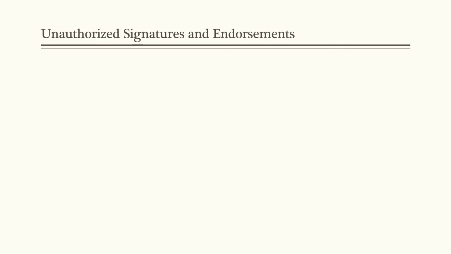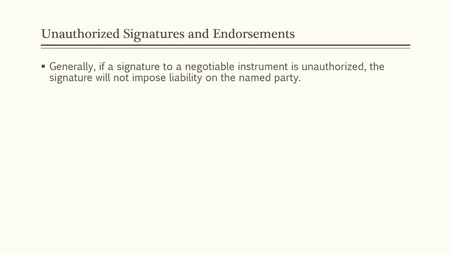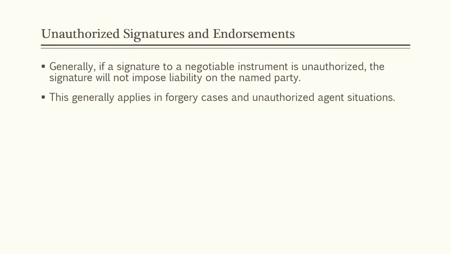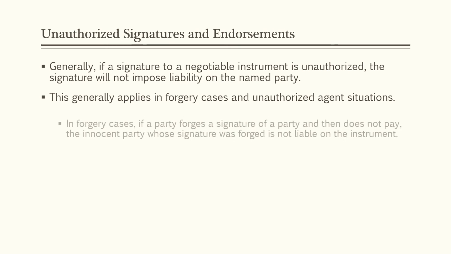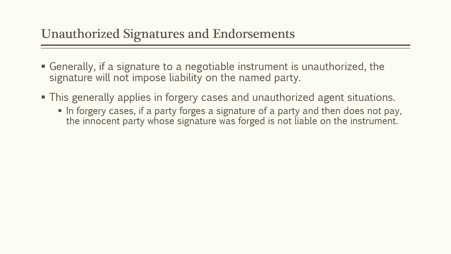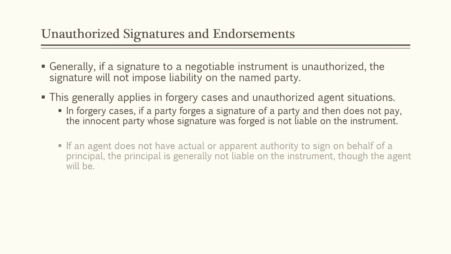Next, we're going to discuss unauthorized signatures and endorsements. Generally, if the signature to a negotiable instrument is unauthorized, the signature will not impose liability on the named party. This generally applies in forgery cases and unauthorized agent situations. In forgery cases, if a party forges a signature of a party and then does not pay, the innocent party whose signature was forged is not liable on the instrument.